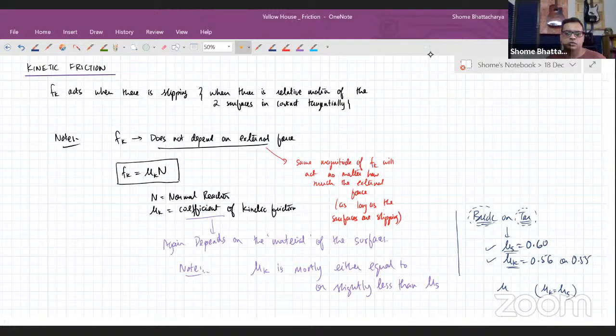Brick, B-R-I-C-K. Okay, so brick is basically baked clay. So in a sense it is baked clay.